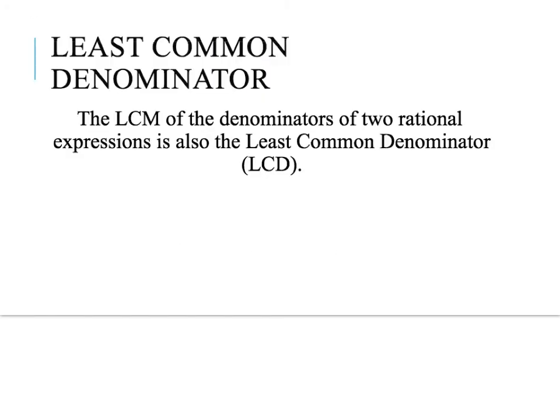Alright, let's keep going. The least common multiple of the denominators of two rational expressions is also called the least common denominator. So now we're going to find the least common multiple of the denominators so that we can simplify rational expressions, specifically, add and subtract them. Because remember, if you're adding and subtracting any fraction, they need to have the same denominator in order to add or subtract them.